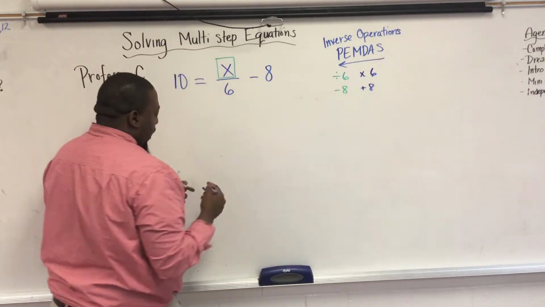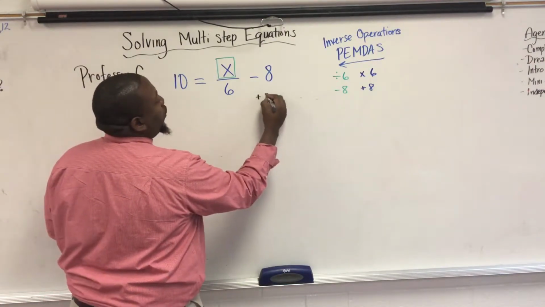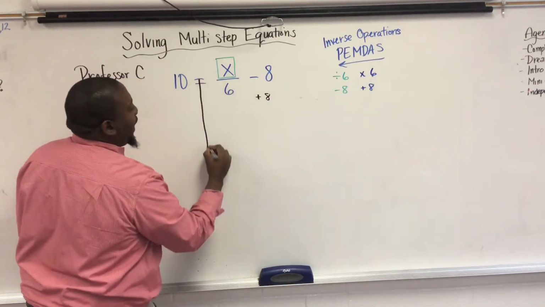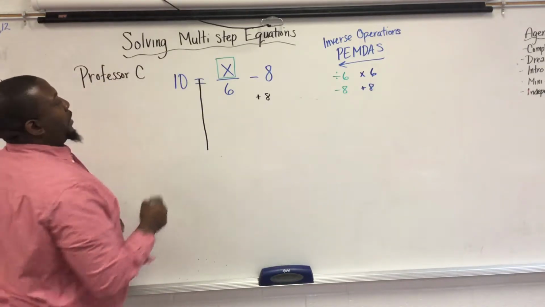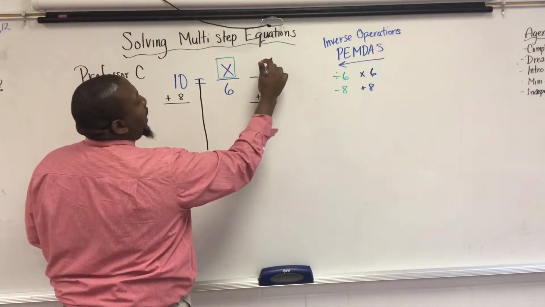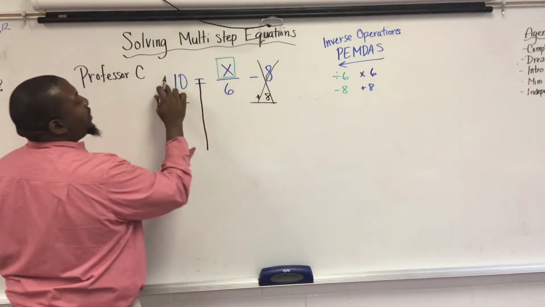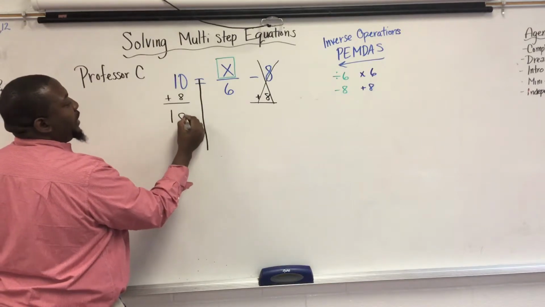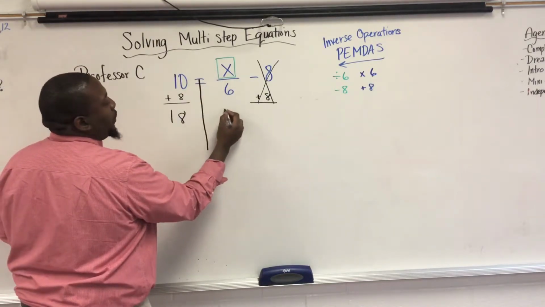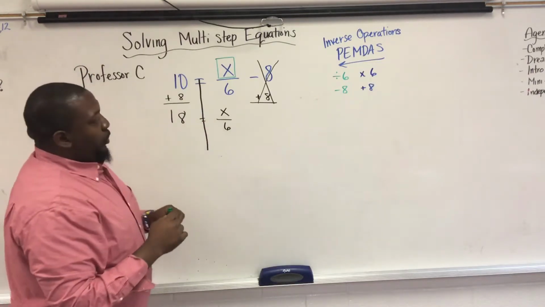So I want to add 8 on both sides. And again, I can divide my paper into half. So if I add 8 on both sides, 8 minus 8 should cancel out. 10 plus 8 is 18. I bring down what I haven't used. And then my next step is to do the multiplication.